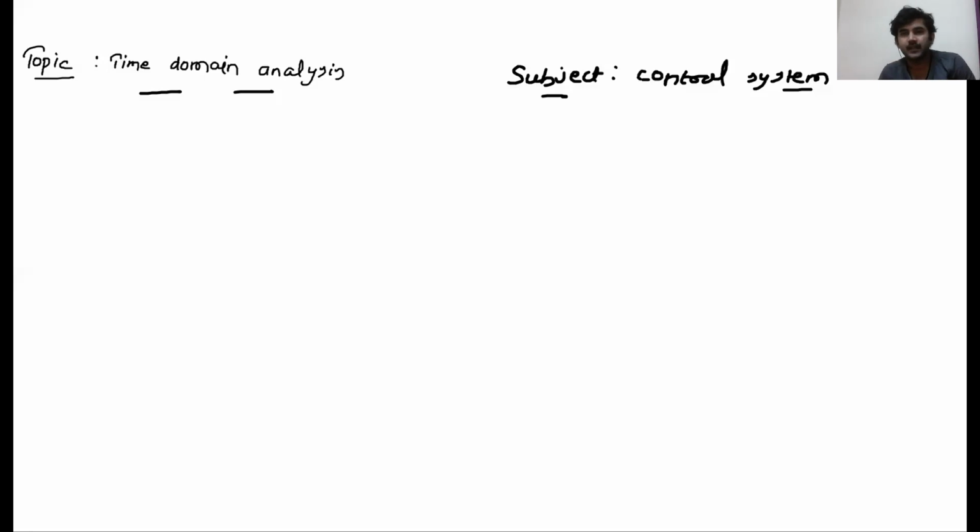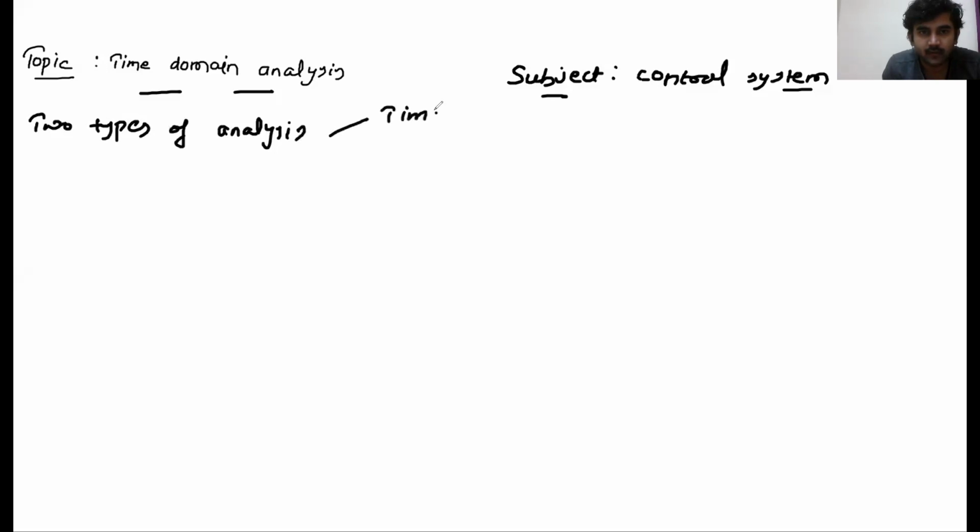Good evening, guys. So today we are going to start time domain analysis in control system. There are two types of analysis we do in control system: time domain and frequency domain. Today we are going to cover time domain.